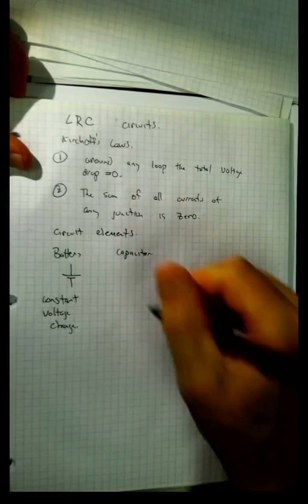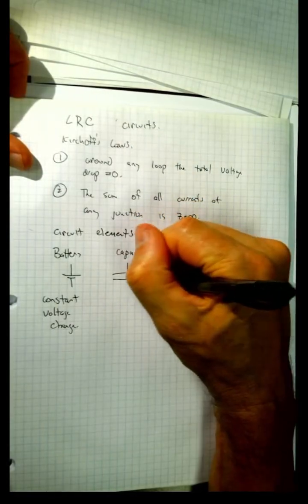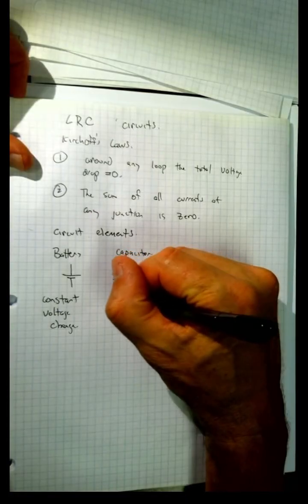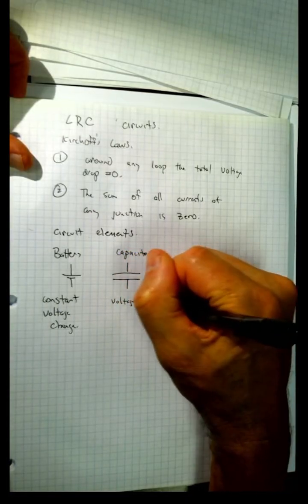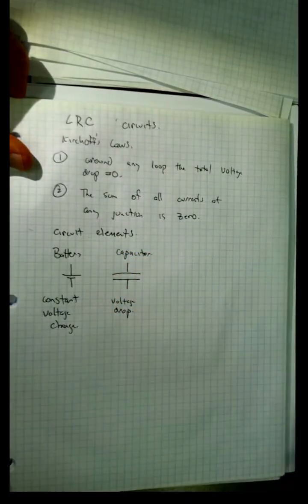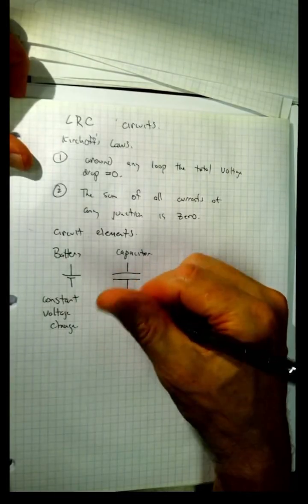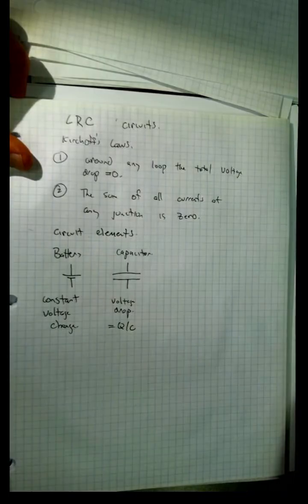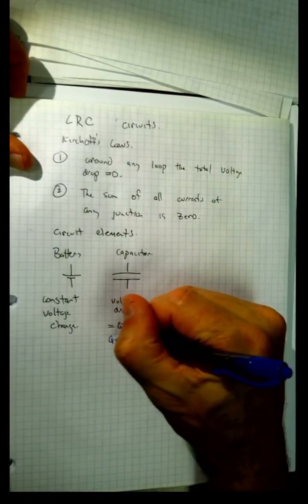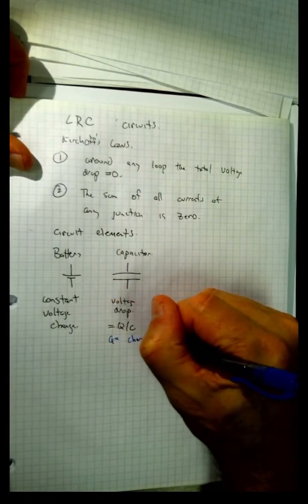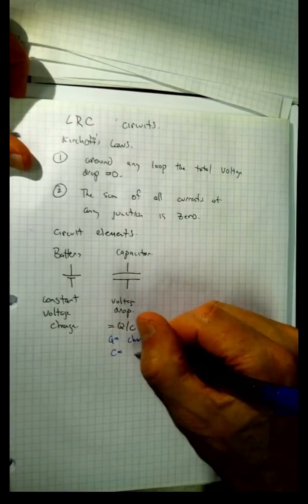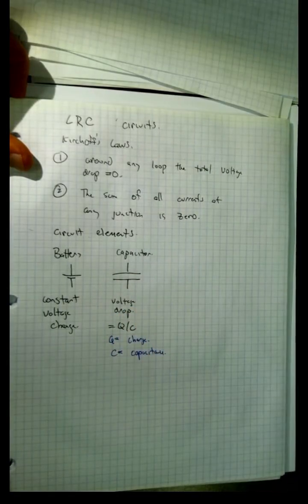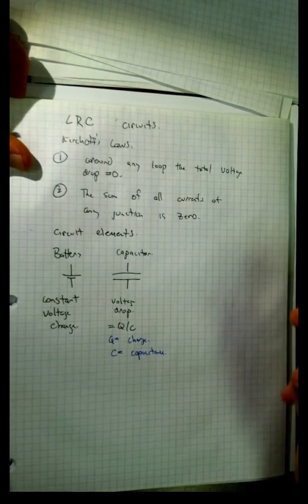Another thing is a capacitor, and the symbol for this is basically 2 parallel plates, and the voltage drop across a capacitor is going to be equal to Q over C. Q is going to be the charge in the plate, and C is a constant, and that constant is called the capacitance.